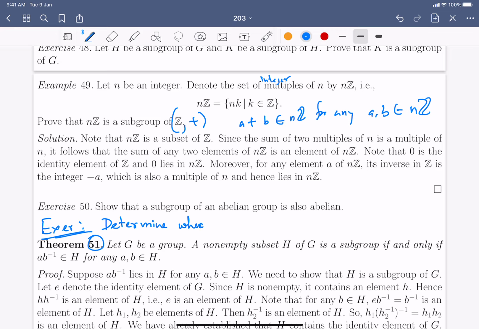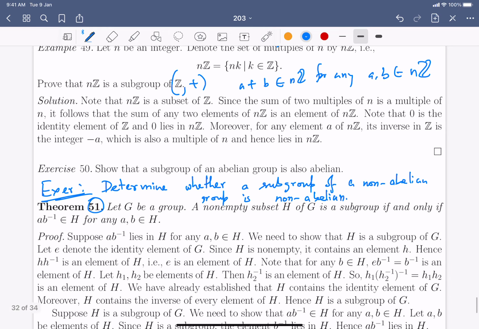Determine whether a subgroup of a non-abelian group is necessarily non-abelian. Okay, so please try to work on this exercise.